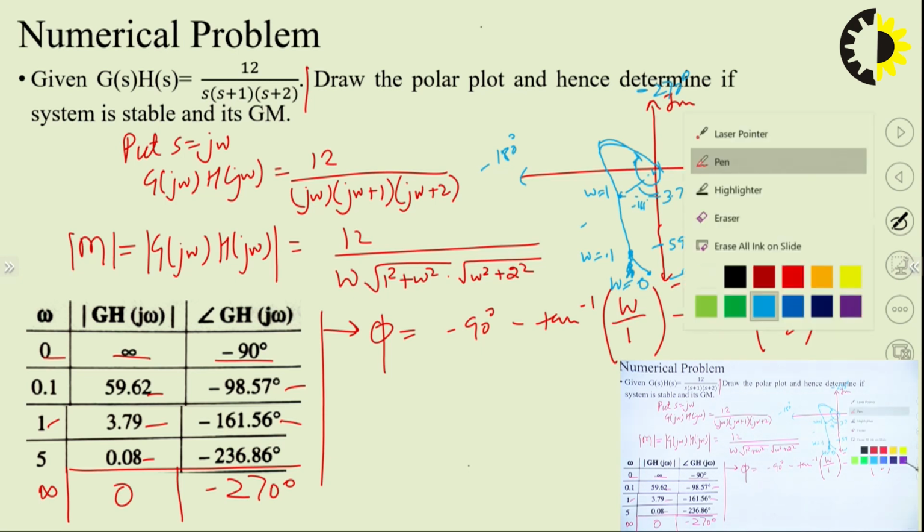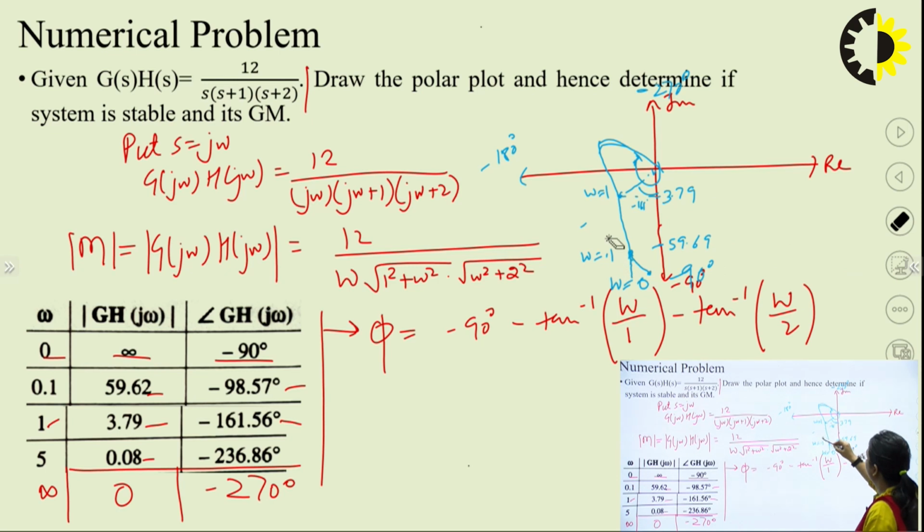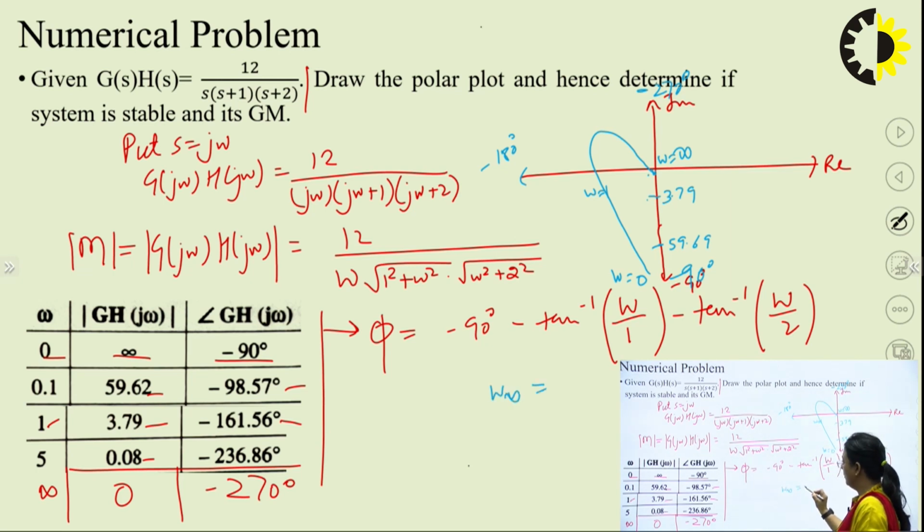Now, let me make it very clear once again. I will draw this plot in a clearer way. So, basically this will be the plot. At ω equals 0 the angle is minus 90, and here ω equals infinity. Now, what will be the direction, clockwise or anti-clockwise? So, let me check: ω infinity at minus 270, ω 0 at minus 90, so the change is minus 180. The minus sign shows the clockwise direction. That means this will be the direction, and this will be the point.